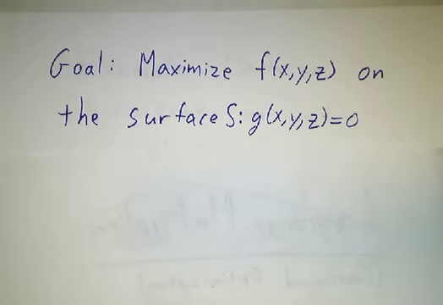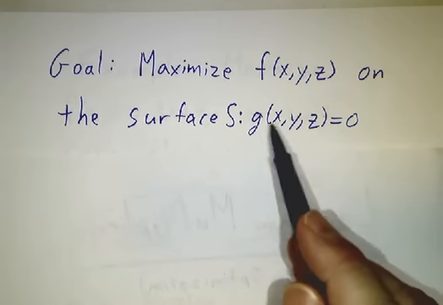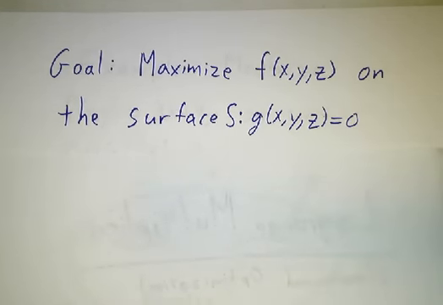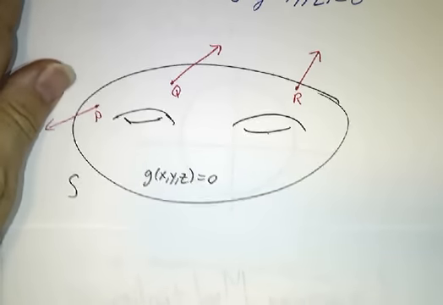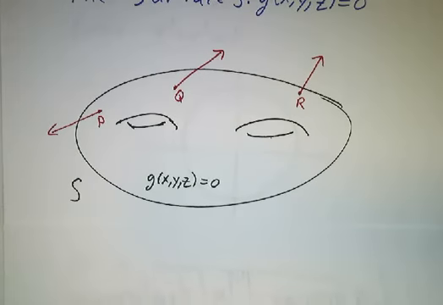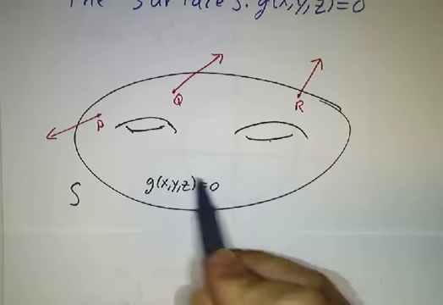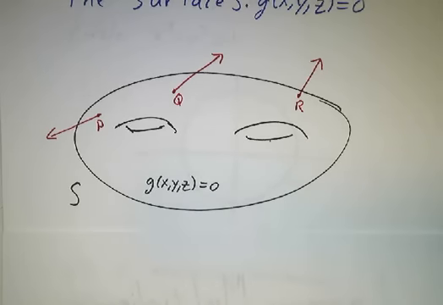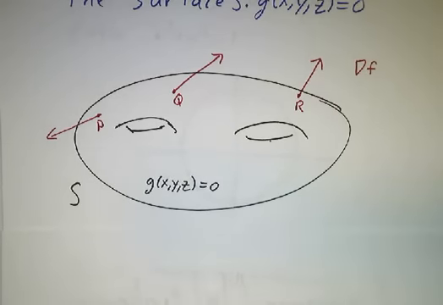So we've got some function f of x, y, z, and we've got some surface. I'll call it the surface S. And the surface is defined by an equation, g of x, y, z is 0. So here's a picture. Here's our surface S. It's a torus with 2 holes in it, and it's given by an equation, g of x, y, z equals 0. And again, I've drawn in red the gradient of f at various points.